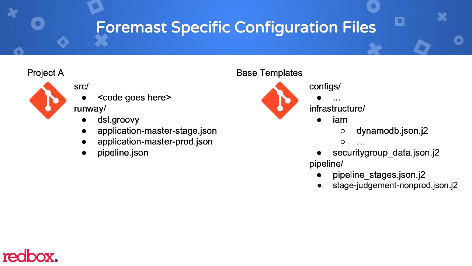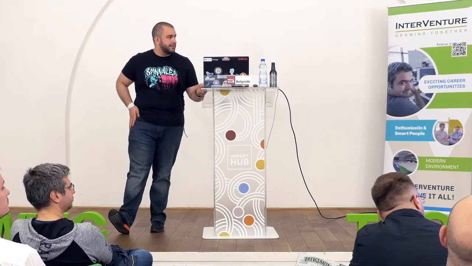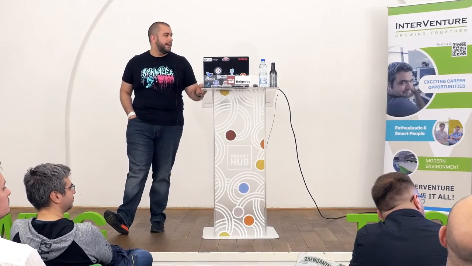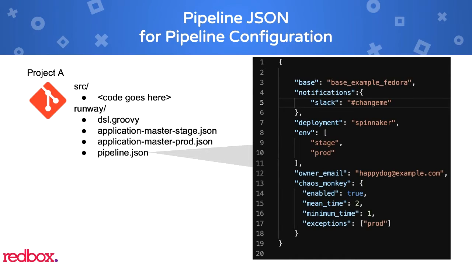What environments do I need? So let's say for this one, I need stage and production. So no problem. I define 2 files, stage and prod, and now I have these 3 files for formats. How do these files look? It's pretty simple. You just define a name. I called mine base example Fedora. That could have been foobar. It could have been front end service, whatever you want.